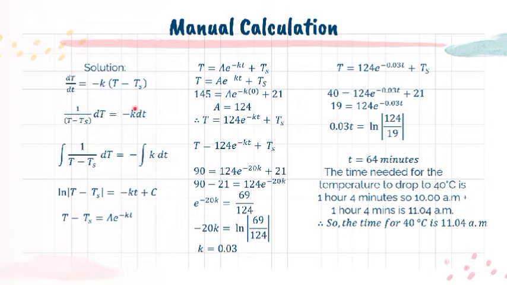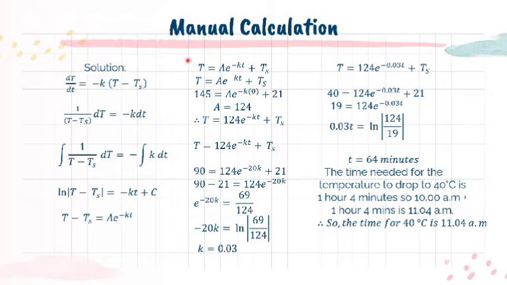To solve this separable equation, we need to integrate both sides. After integrating, at the left side, we will get ln, and at the right side, negative kt plus c. C is a constant, and we don't want the ln at the left hand side. So we move to the right hand side, and it will be T minus Ts equal to A exponent negative kt. For the general equation, we only want T, so the Ts will move to the right hand side. The equation will be T equals A exponent negative kt plus Ts.